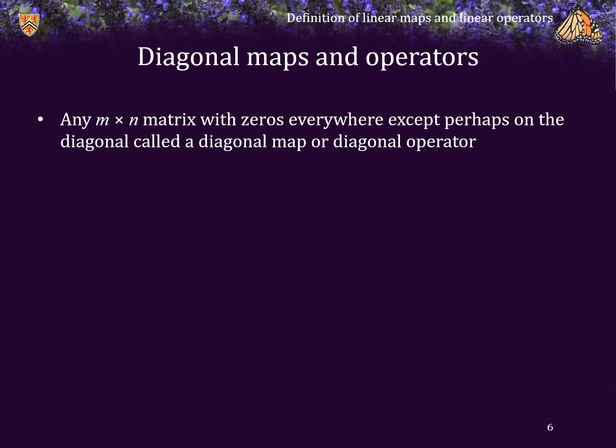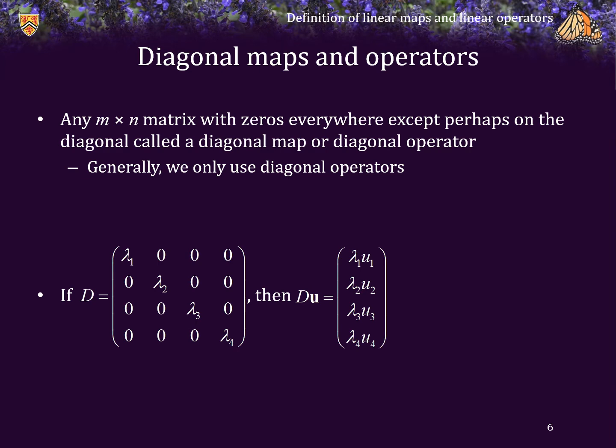Now, any m by n matrix with zeros everywhere except perhaps on the diagonal is called a diagonal map or diagonal operator. Generally, we will only use diagonal operators. So here we have a diagonal operator mapping R^4 to R^4, and the diagonal entries are lambda 1 through lambda 4. This simply has the effect of multiplying the first entry of u by lambda 1, the second entry by lambda 2, the third by lambda 3, and the last by lambda 4.